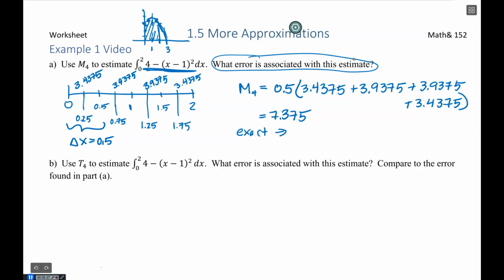Well, exact, that's probably rounded, 7 1/3, but we'll take it. We'll say 7.33 repeating. There we go. We'll do it that way. I don't use that notation very often. So it looks like midpoint rule was a very slight overestimate.